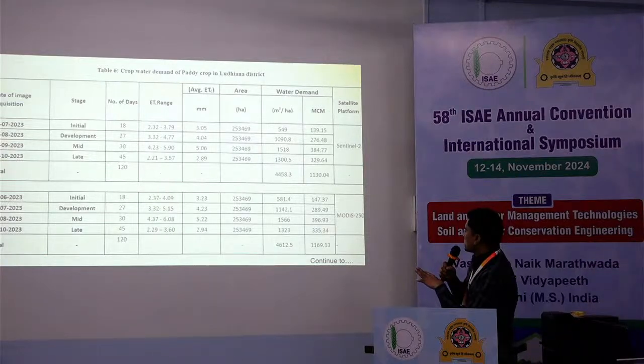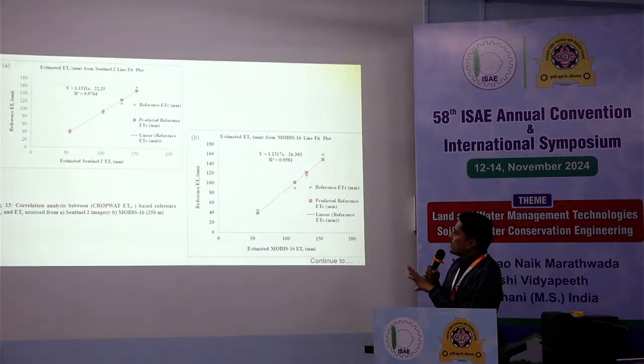So next please. So we have compared the actual reference evapotranspiration, which comes from our empirical method FAO 56 method, and we compared it with the estimated Sentinel and MODIS values. So we get the better relation in case of Sentinel-2, that is 0.97, and in MODIS we get 0.95.